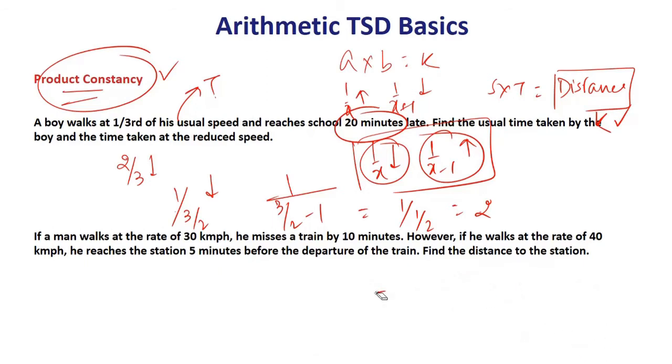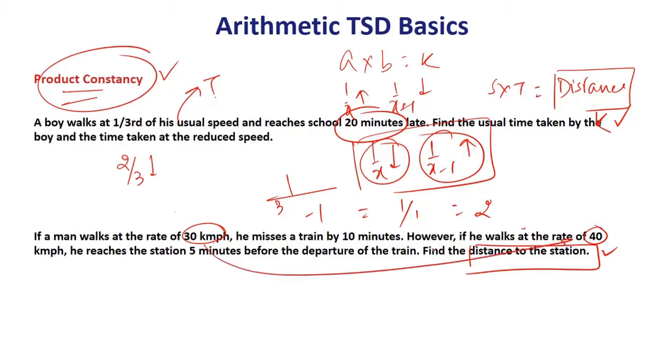Let's apply it in one more example. If a man walks at a rate of 30 km per hour, he misses a train by 10 minutes. However, if he walks at the rate of 40 km per hour, he reaches the station 5 minutes before the departure. Now what's happening here? From 30 to 40, distance is a constant, right? Distance to the station is a constant. So 30 to 40 increases his speed by 10. So what's the ratio? 1/3. It increases the speed by 1/3.